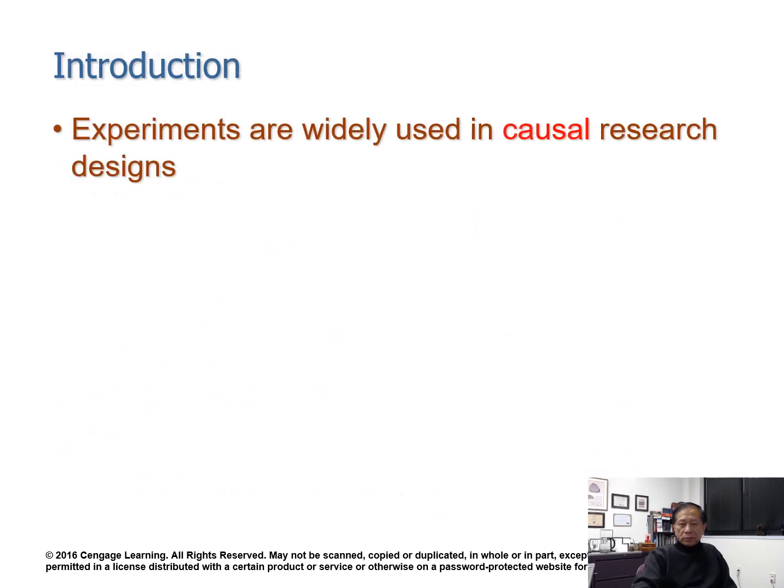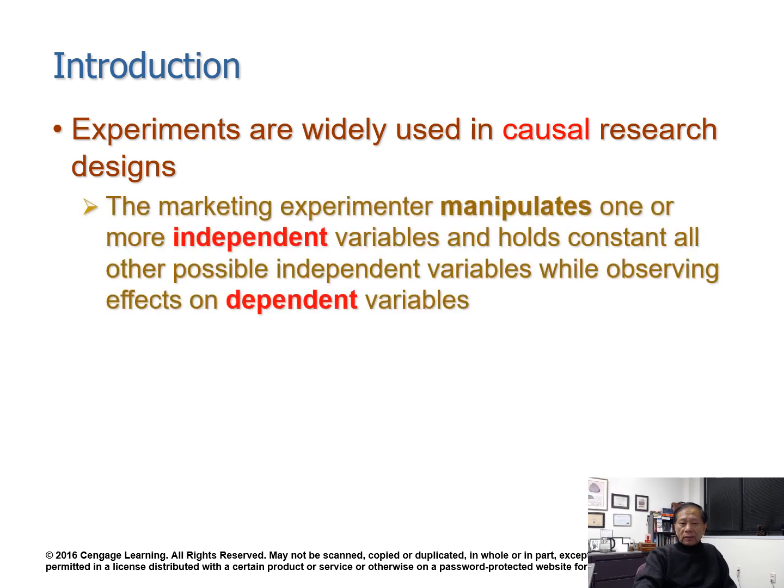First, experiments are widely used in causal research designs. Remember what is the causal research? Causal research design with experiment, you can establish causality easily. Okay. The marketing experimenter manipulates one or more independent variables and holds constant all other possible independent variables while observing the effects on dependent variables.